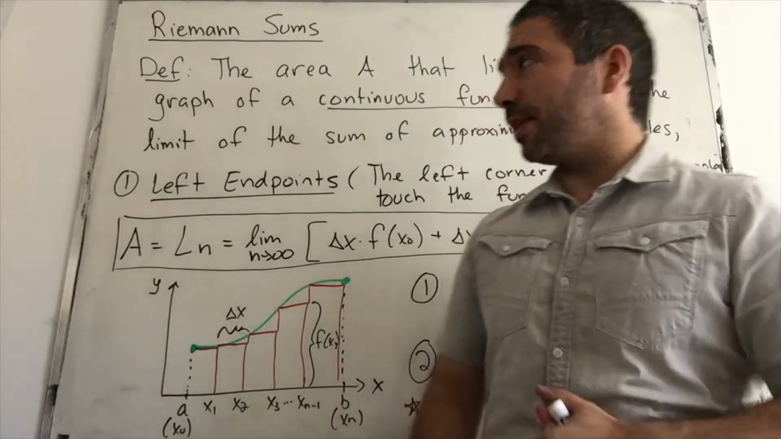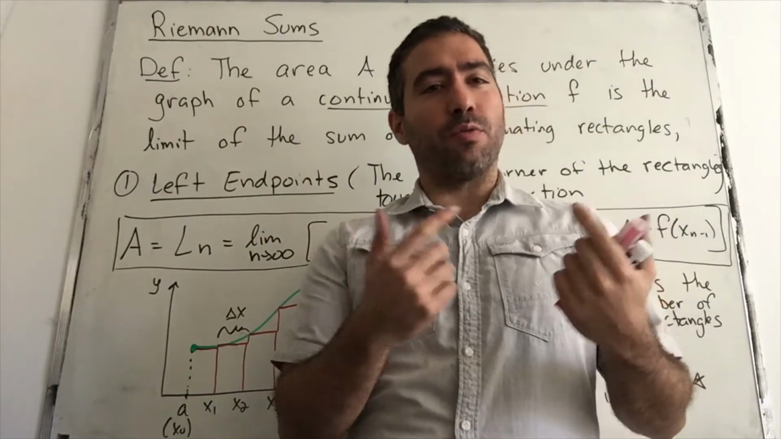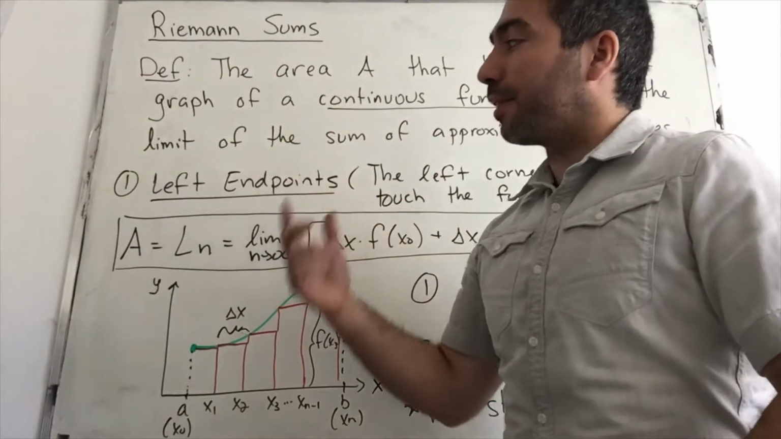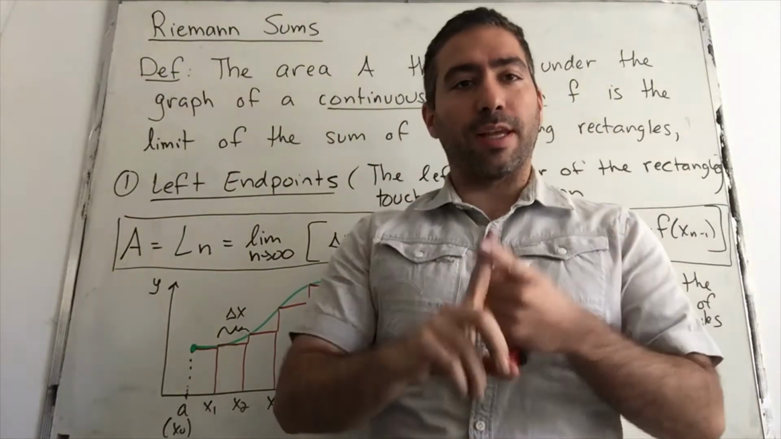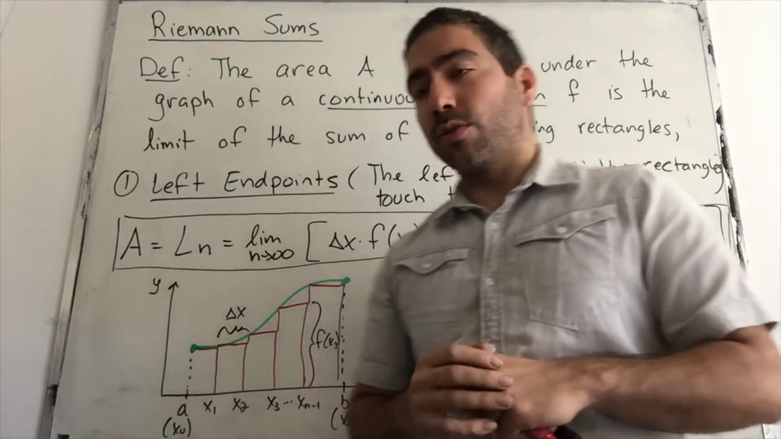So we ended the last video with this same definition on how to find the area of a shape where one of the sides is curved. But now we're going to look at three specific cases. We're going to look at the left endpoint, we're going to look at the right endpoint, and we're introducing now the midpoint. So let's go ahead and do that.